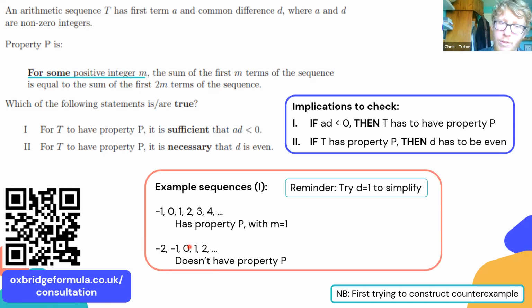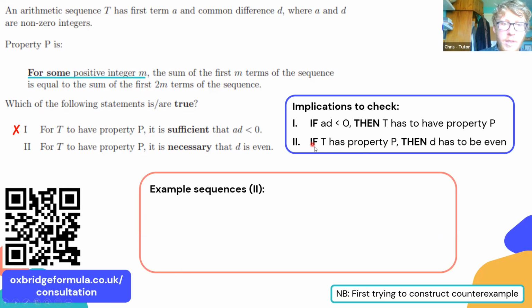We don't have a -3, for instance. So we've checked all the values m could possibly have, and none of them work. So this sequence doesn't have property p. And this is a counterexample. And it's basically by making a and d as small as possible and as simple as possible, and by having a picture in our heads as to what we were looking for, we could easily construct a counterexample. There's other ways of approaching this as well, but this is a nice simple way to do it.